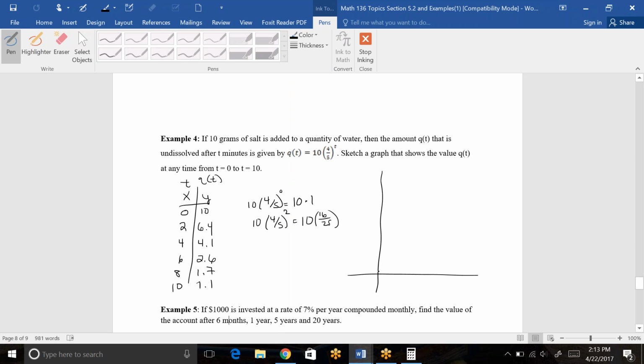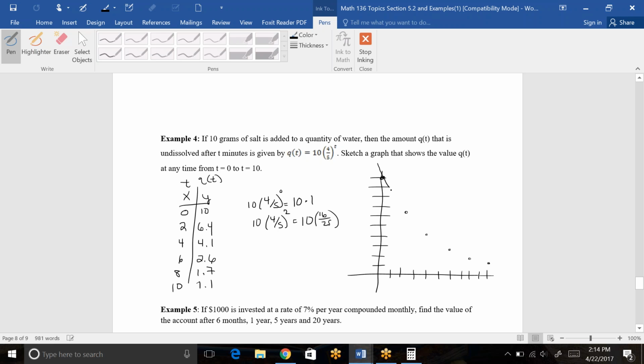So 1, 2, 3, 4, 5, 6, 7, 8, 9, 10. There's our first point. At 2, we're also at 6.4. So 6.4 is about there. At 4, we're at 4.1. At 6, we're at 2.6. At 8, we are at 1.7. And at 10, we are at 1.1.